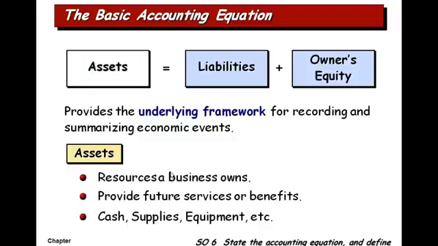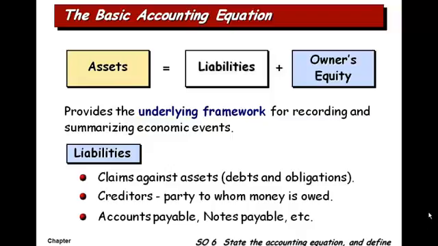So assets are resources a business owns that provide future services or benefits, and examples are cash, supplies, equipment. We'll see that we have accounts receivable, petty cash, anything a business owns, and the keyword is provides future services or benefits. That's the underlying definition of an asset. Liabilities are claims against assets. Examples are debts and obligations, whether it be salaries payable, mortgage payable, or accounts payable.